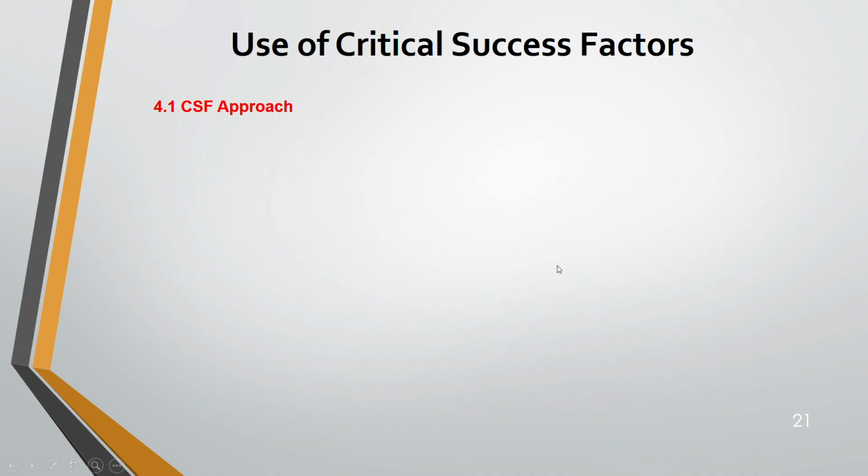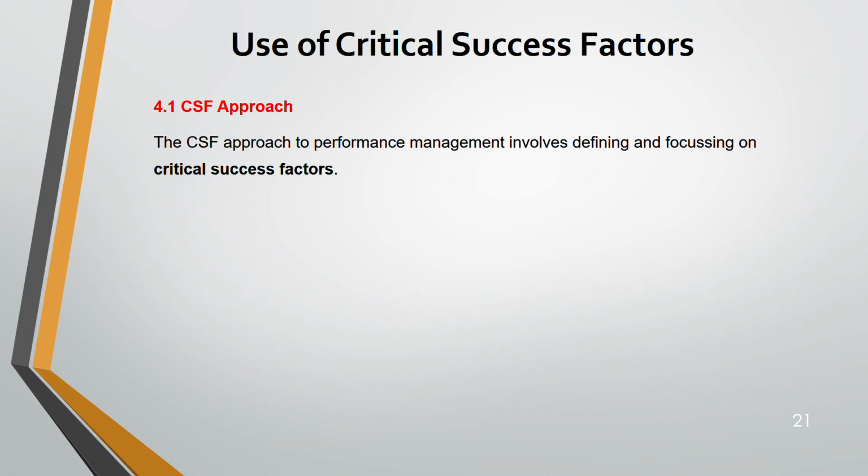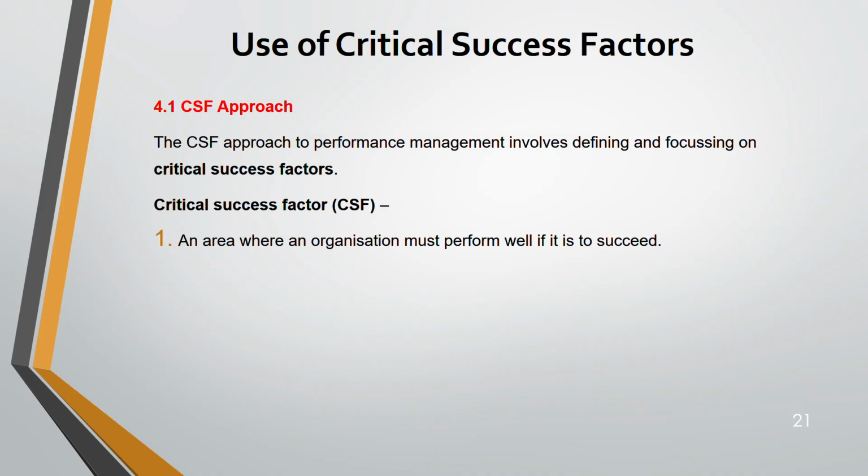Next, use of CSF. Very important. You first have to define what a CSF is, and then you need to focus on it, because it's very important. As the word says, critical means it's very important. What does it mean? Two things. These are the areas where an organization has to perform well. It's not an option, it's compulsory. They have to perform well in these areas, but not all areas. There are few critical areas where the organization must perform well if it has to succeed.